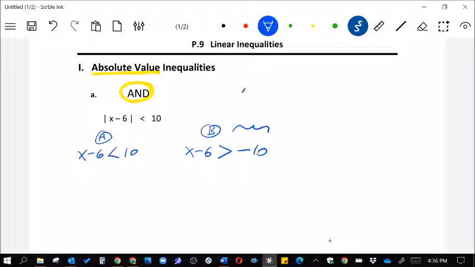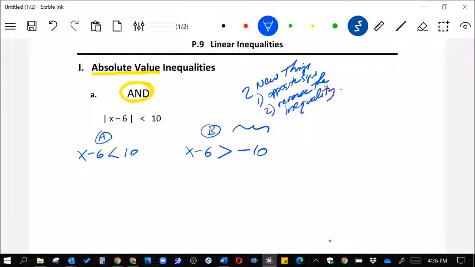So notice it's two new things. One is the opposite sign, and two is reverse the inequality. Those two new things are what you do here. Now let's go ahead and solve it.